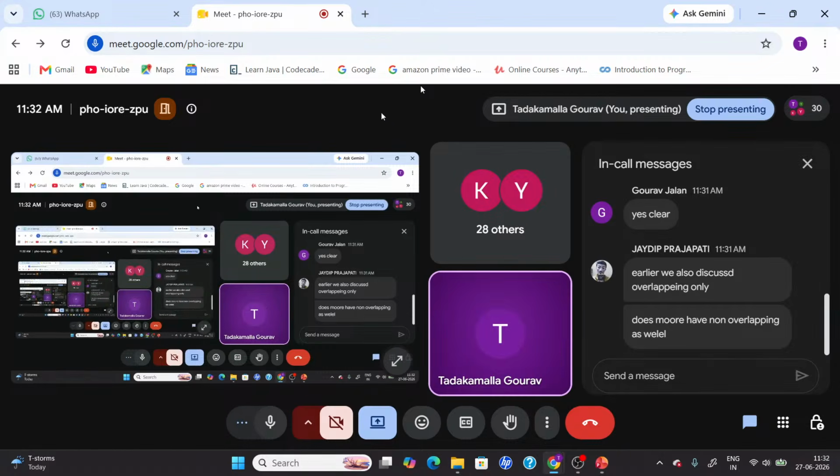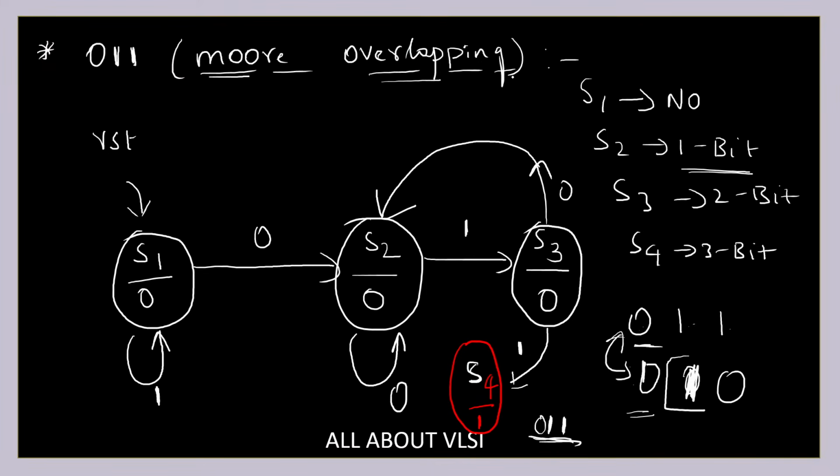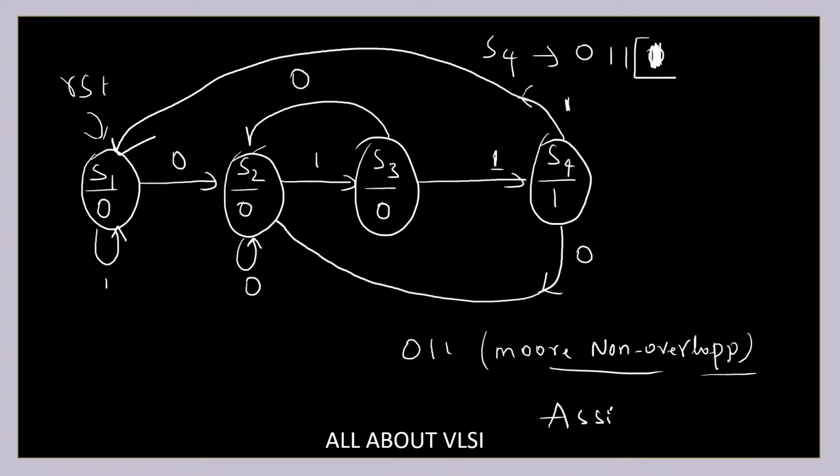Earlier, we also discussed overlapping only. Does Moore have non-overlapping also? Yes, in Moore we can also do non-overlapping. You can just do it as an assignment. So you can try out 011 with Moore non-overlapping. Any other queries?